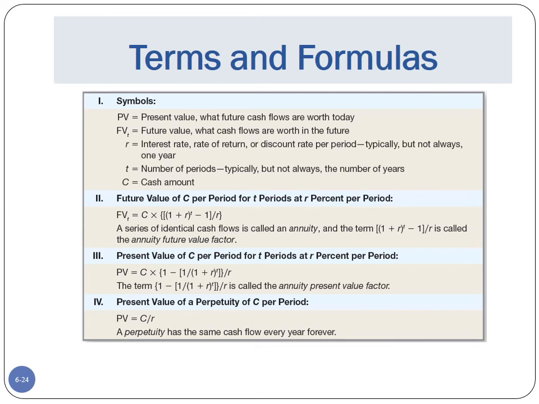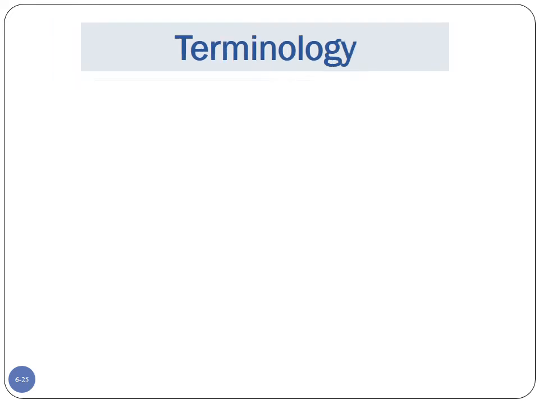And a perpetuity has the same cash flow for every year forever. It's a very simple equation. The key is recognizing these and placing the cash flows in the right time periods. Timelines are very helpful here.